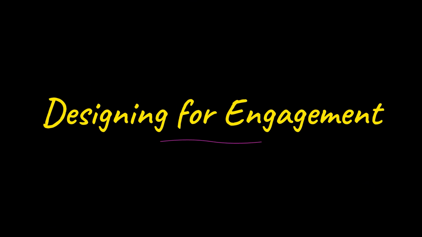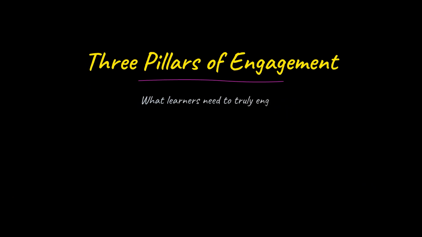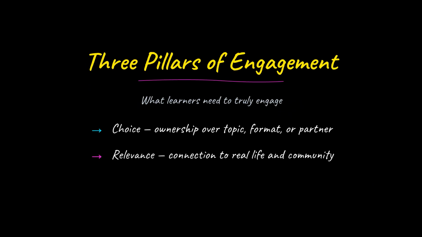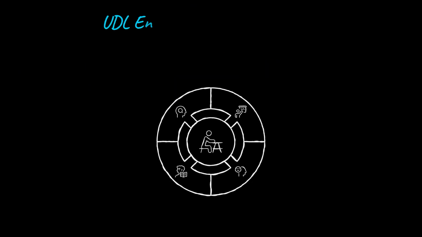Engagement is the third principle of universal design for learning, and it's the one most often left to chance. The UDL framework insists that motivation must be deliberately designed into a lesson, not assumed to appear on its own. Research in educational psychology shows that genuine engagement rests on three things: a sense of choice and ownership, relevance to the learner's own life, and challenge calibrated just right so effort feels productive rather than overwhelming.